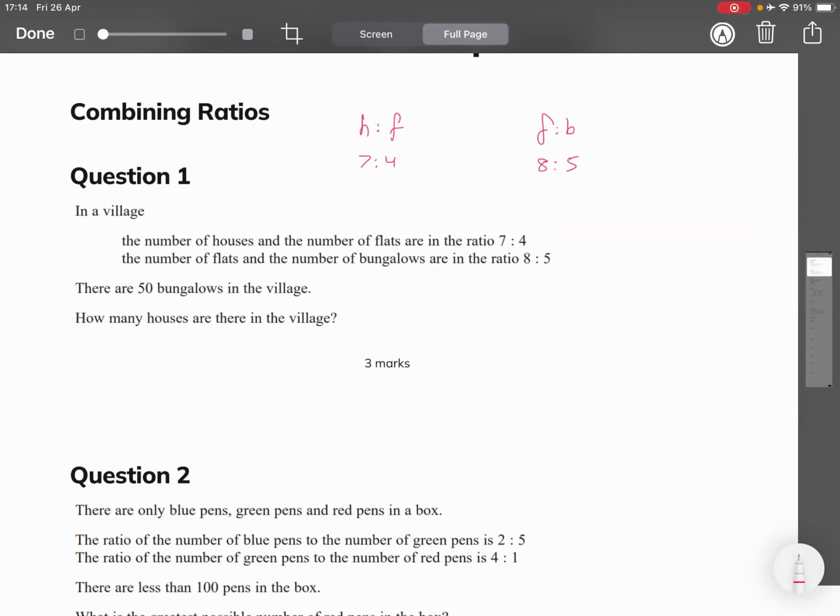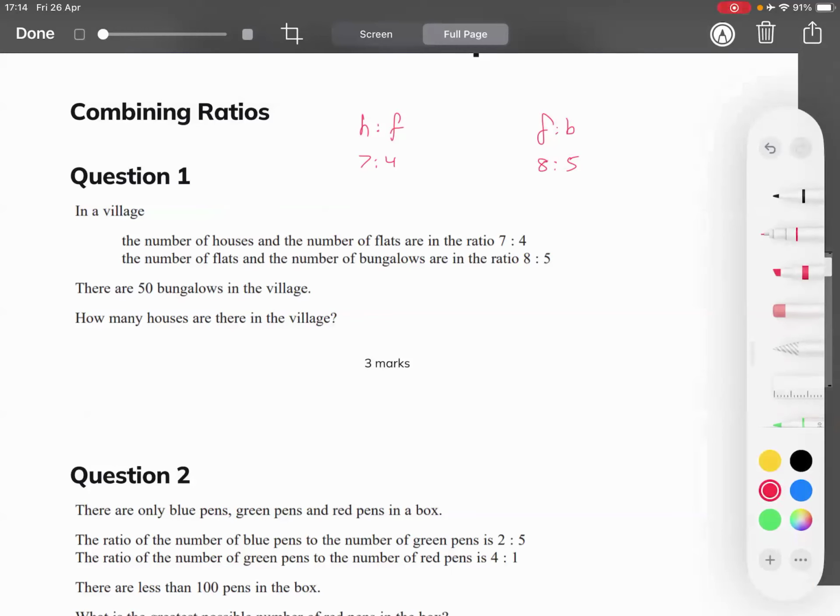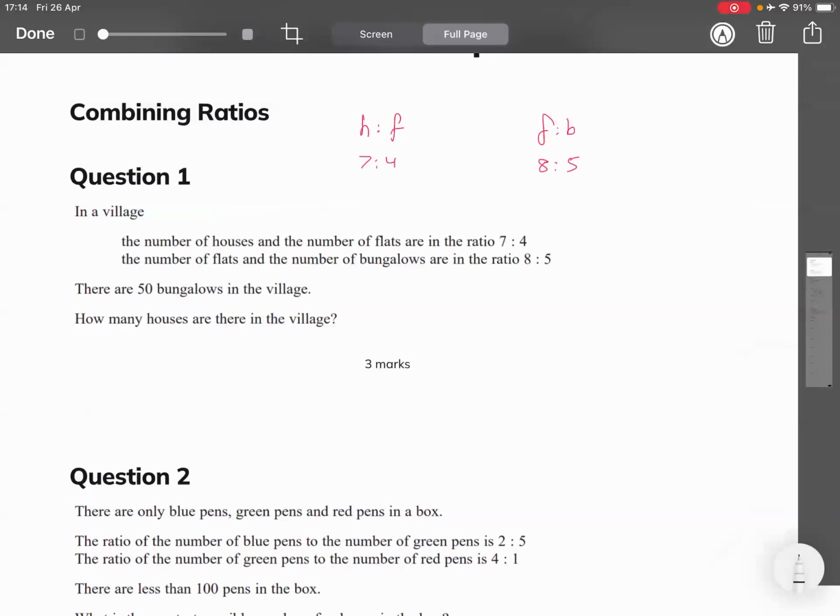Okay. In order to combine a ratio, we have to make the letter the same. So what letter is in both ratios? F. So we have to make them the same. I want this to be an 8 as well, which means I have to times it by 2. And then that one can stay like that. Now I can combine them, H, F, B: 14, 8, and 5. Now I just treat it like a normal ratios question.